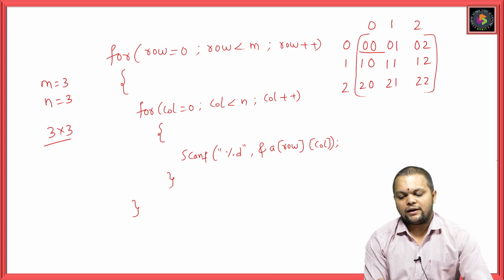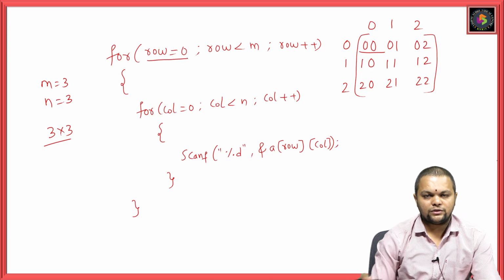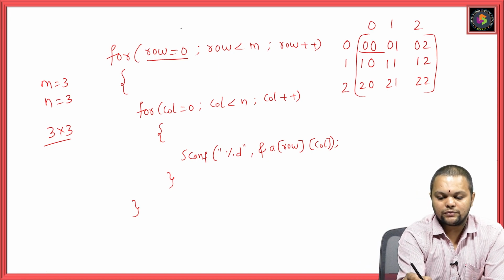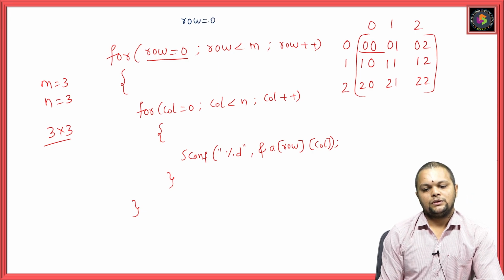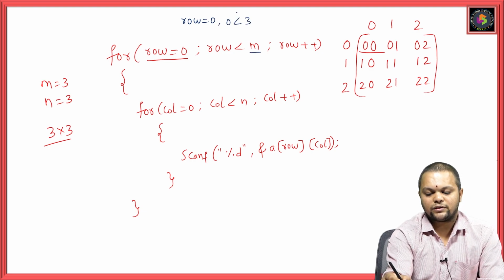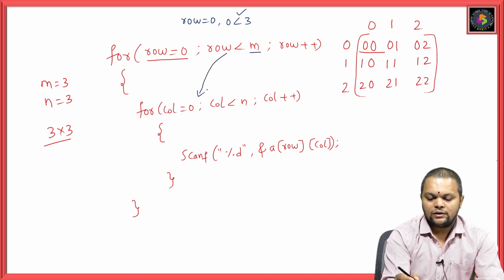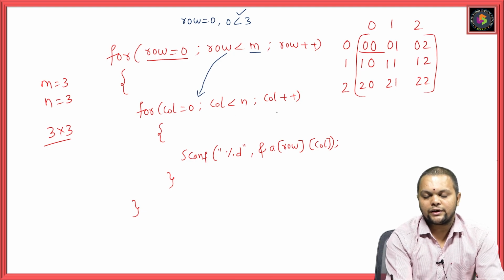If I want to give the values like this, then row is starting with 0. In the first iteration, row value equal to 0. I have given m value as 3. So the condition 0 is less than 3 is satisfied. If the condition is satisfied, it will enter into the block. It is entering into the outer for loop. Now it is checking your inner for loop.